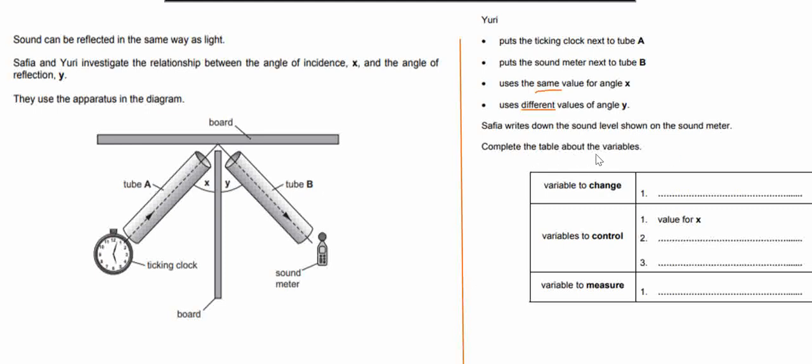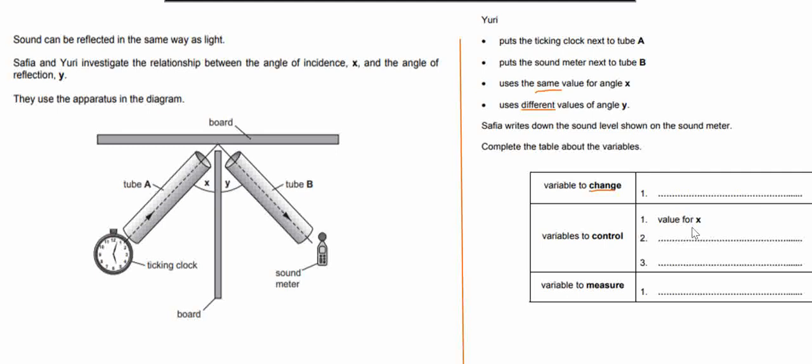Complete the table about the variables: variable to change, variable to control, variable to measure. Now the first one, what you change, is different values of y. So that will be our independent variable. Variable to control is the same, so same value for x.